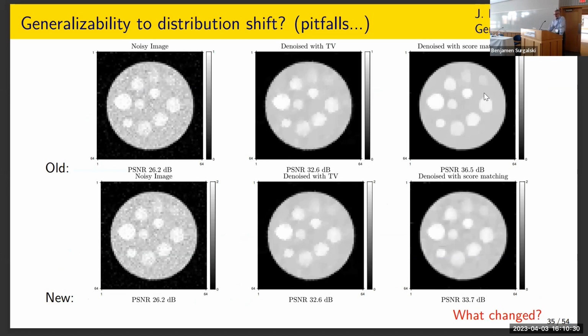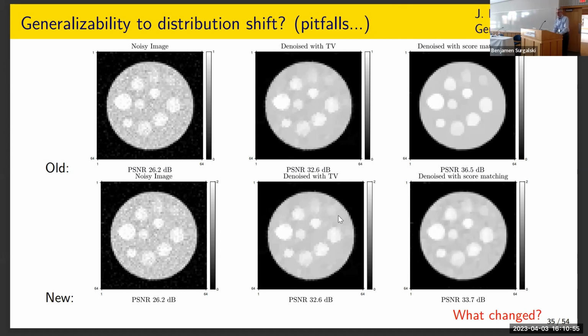Now, one of the things my long-term interest here is making these methods generalizable to distribution shifts. So here are the results I just showed you, and here are results that I changed ever so slightly, and you'll notice this score matching approach suddenly worked a lot worse. Can anybody see what I changed? You might not be able to see it from the back of the room. Yes, exactly. So all I did is I took the image and multiplied it by 2.